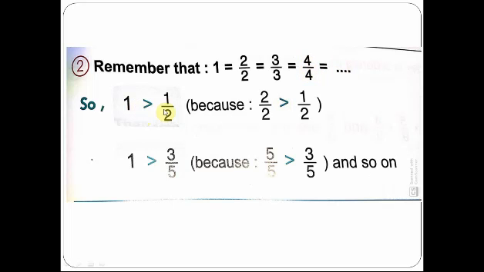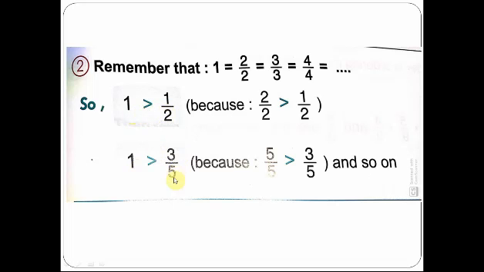So if I have 1 and I have a half, which is bigger? They said to me that 1 is bigger, but how? 1 equals 2 halves, is that right? Yes, so 2 over 2. And I have a half, the same denominator, so the bigger numerator is the greatest. That means 2 over 2 is bigger than a half. So 1 is bigger than a half.